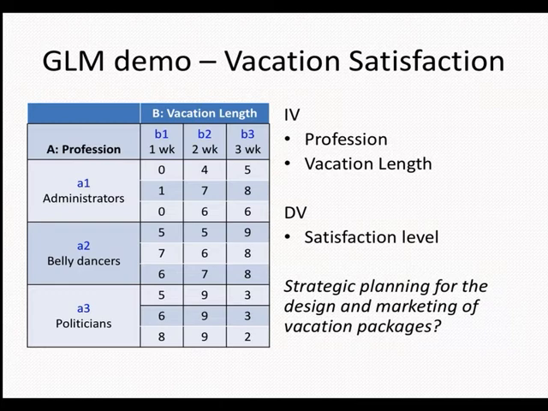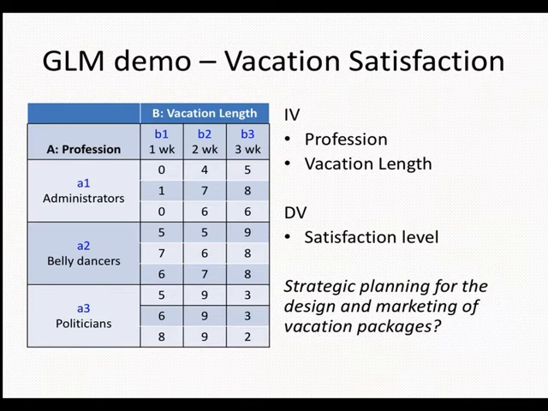And so what's the research question? So the research question is, hypothetically, if I was a marketing vacation tourism company, and I was planning out tourist vacation packages, and what's the strategic planning of what kind of packages of vacation are we gonna sell? Are we gonna design? Is it gonna be a 1 week cruise, 2 week cruise, 3 week cruise, or how long is the vacation? And then who are we gonna market and promote it to? Like administrators, belly dancers, politicians.